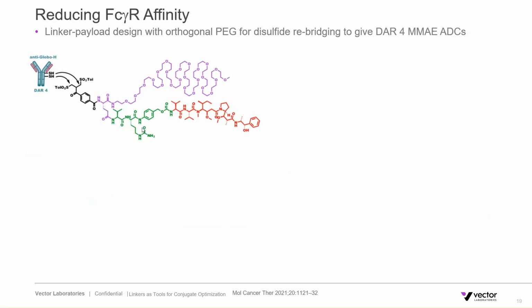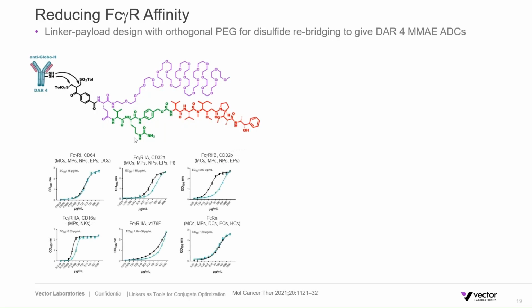That same linker payload design was used in a former clinical candidate from OBI Pharma, and they demonstrated that FCGR affinity could be reduced with this linker payload. There's been a couple studies that have shown that conjugating smaller linker payloads to hinge cysteines doesn't have a substantial effect on FCGR binding, but conjugating larger structures like PEGs to that region can. And in this case, it was demonstrated that this linker payload did reduce FCGR affinity. Given that these receptors are expressed on professional phagocytes, this has the potential to reduce uptake by or increase clearance from tissues containing those cells.